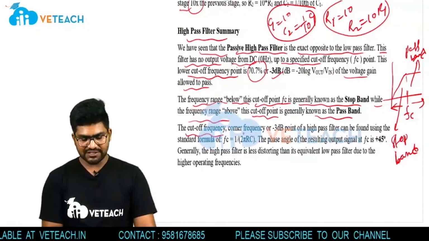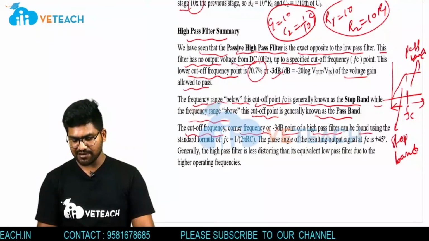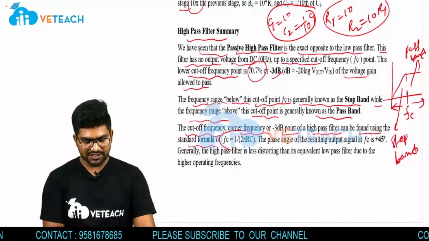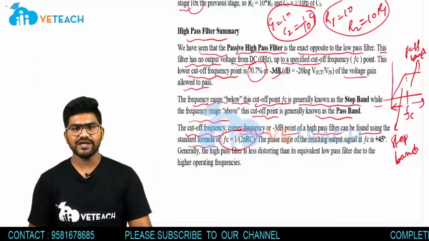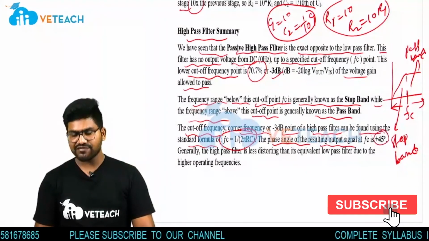The cutoff frequency, corner frequency or minus 3 dB point of a high pass filter can be found using the standard formula, which is Fc equal to 1 by 2 pi RC. The phase angle of the resulting output signal at Fc is 45 degrees.